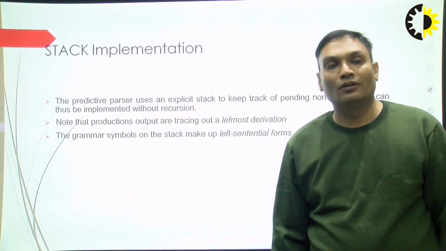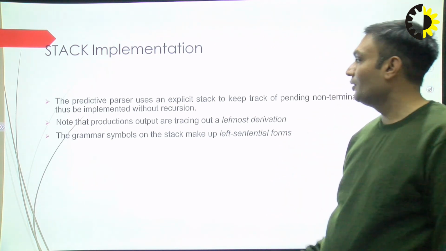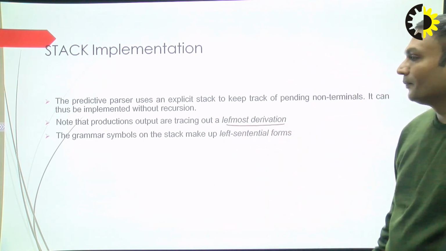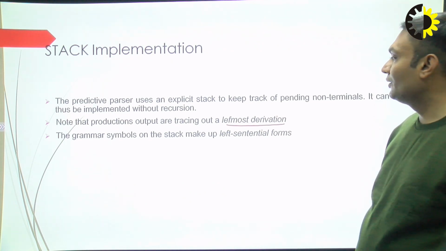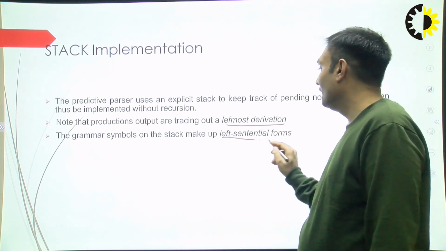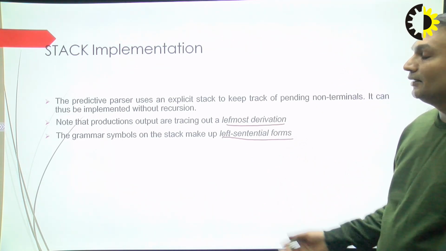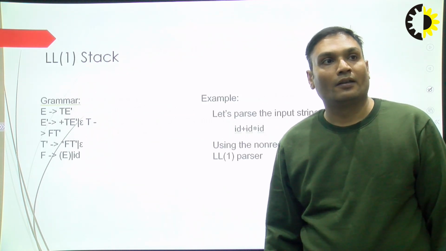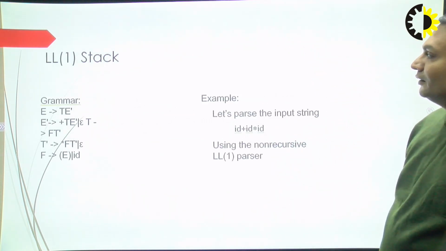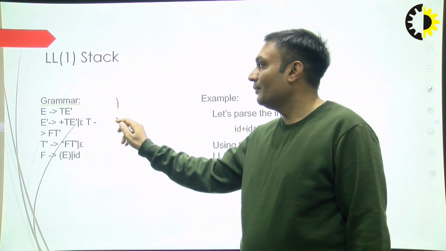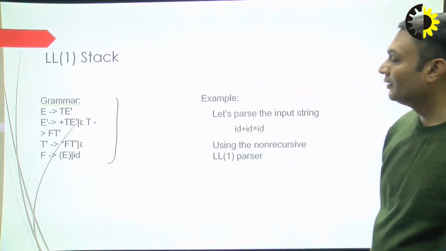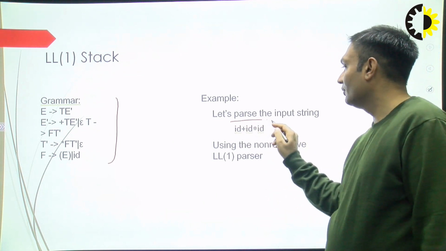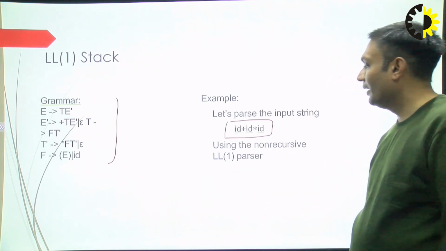There is one note we need to remember, that the production outputs are tracing out the leftmost derivation only. And the grammar symbols on the stack make up the left sentential form only. As its name says, it is left to right, leftmost derivation. So we will see the stack implementation for the same grammar for which we calculated first and follow. And there is an input string given in this question, id plus id into id, that we need to parse.